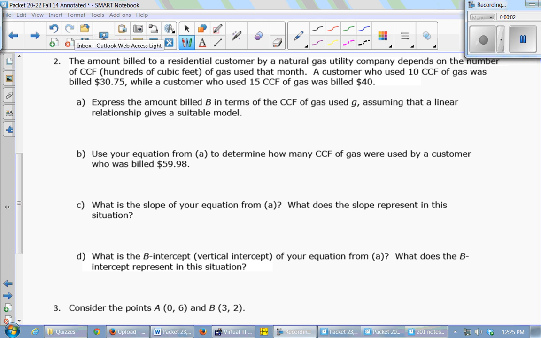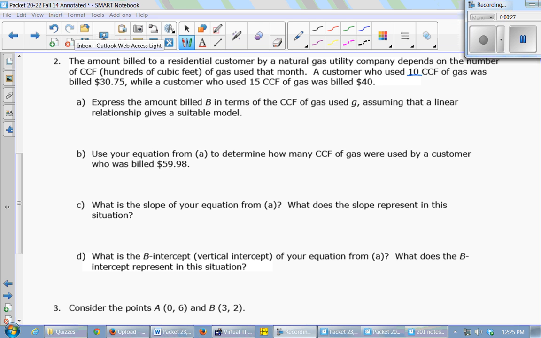The amount billed to a residential customer by a natural gas utility company depends on the number of CCF, or hundreds of cubic feet, of gas used that month. A customer who used 10 CCFs of gas is billed $30.75. A customer who used 15 CCFs of gas was billed $40. So we can consider that 2 points on some function, right?